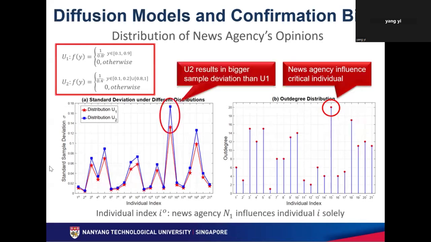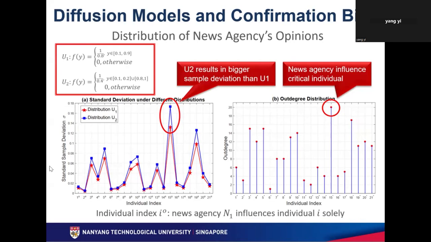Second, the result is that the distribution U2 results in a bigger sample deviation than U1. This means that the U2 distribution is a bimodal distribution, so the news agency will spread more extreme opinions. And the spread of extreme opinions will have a higher impact on the opinion dynamics.